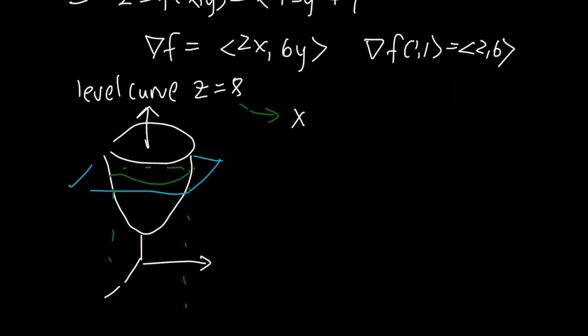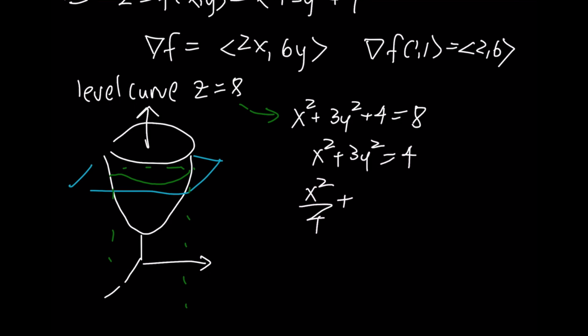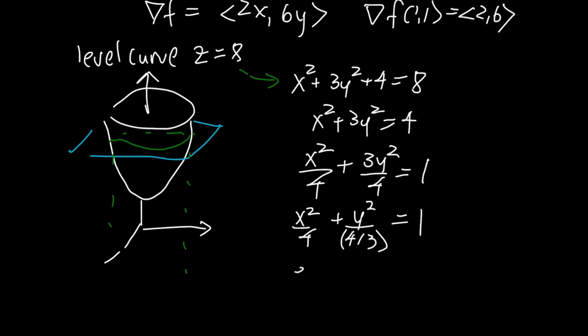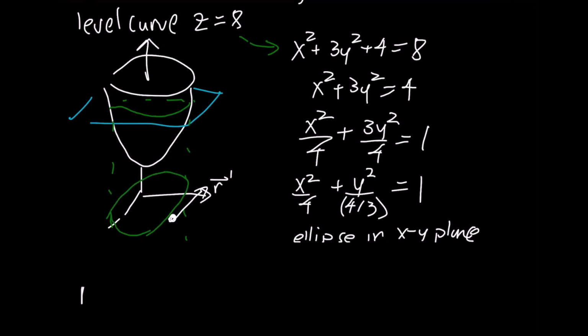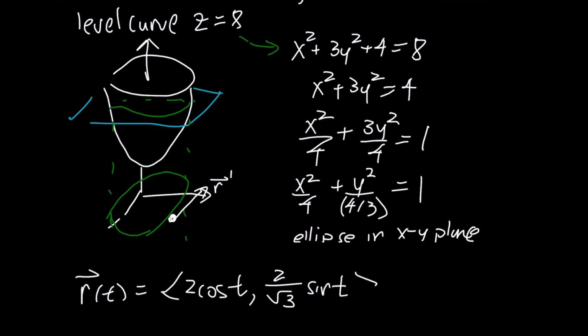So if I take the equation of my function and set it equal to 8, I'll have x squared plus 3y squared is 4, x squared over 4 plus 3y squared over 4 is 1, or x squared over 4 plus y squared over 4 thirds is equal to 1. This means I'm going to have an ellipse in the xy plane. The parametrization of this ellipse is 2 cosine of t, 2 over root 3 sine of t. You can go back to your videos from before to learn about how to parametrize an ellipse.